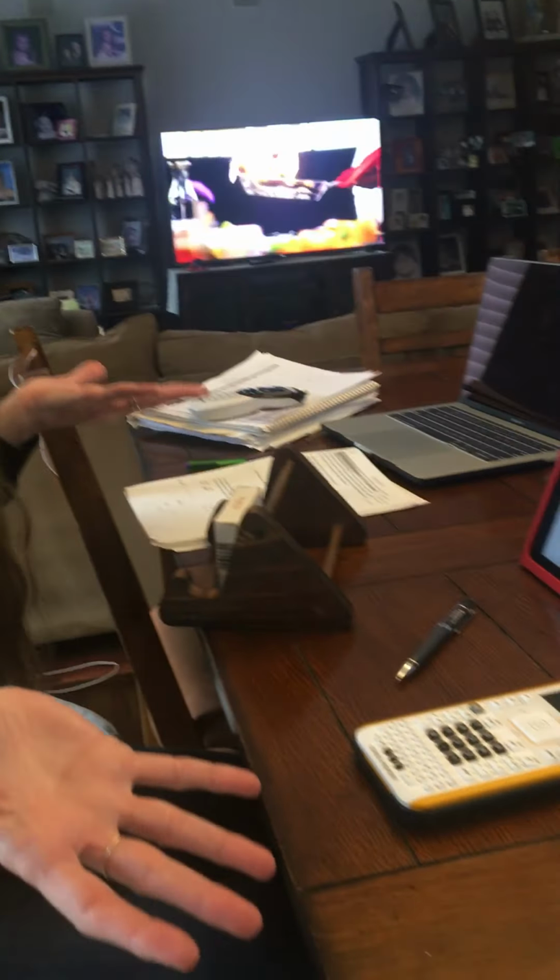So this is my normal setup. I sit here and this is how I do everything. All right, but today let's get started a new way.